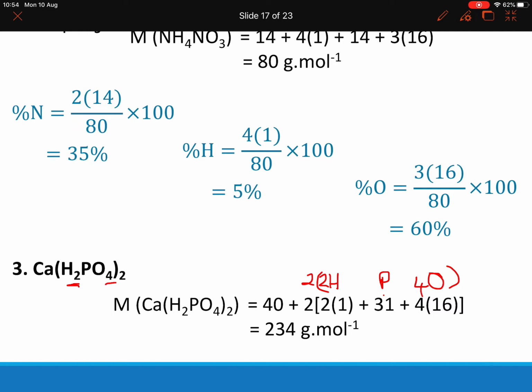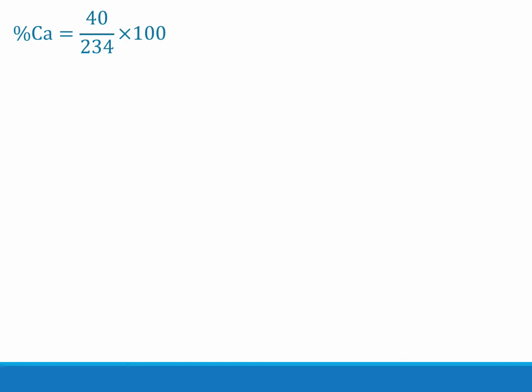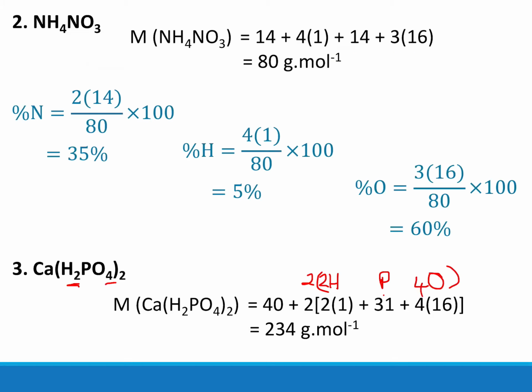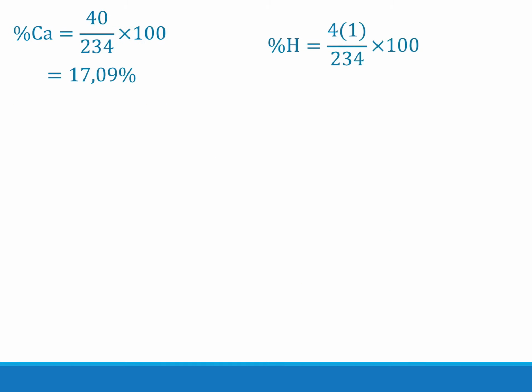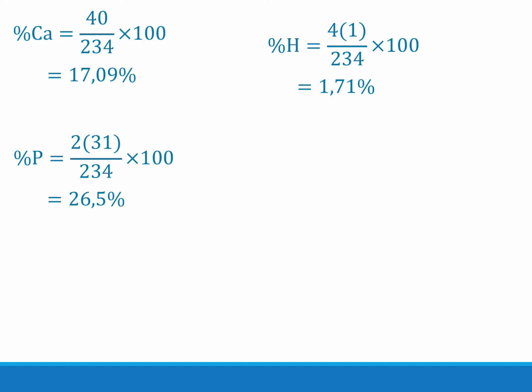Now, percentage calcium. That was easy. There was only 1 calcium in it. So it's 40 of 234 times 100. So it's 17.09%. How did I get 4? If we go back to our formula, H2, but there are 2 of everything in here. So I've got to do 2 times. That means there's 4 hydrogens. 1.71%. Phosphorus, there's also 2 phosphorus. So 2 times 31, over 234.